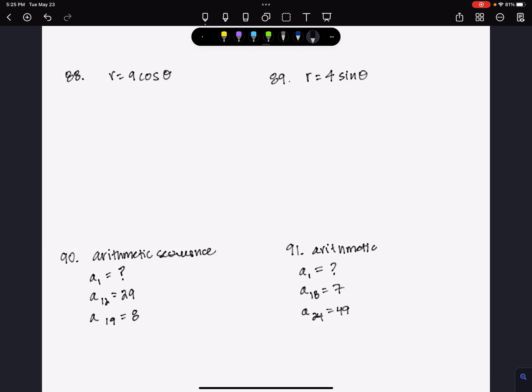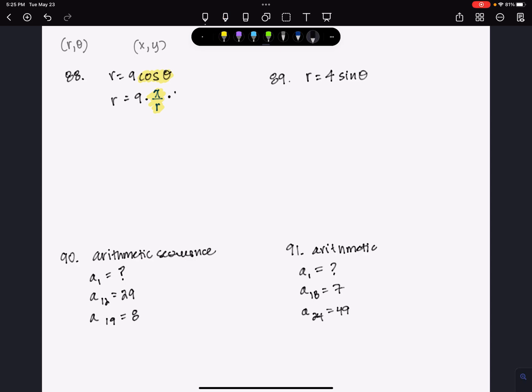Okay, here we have r equals 9 times the cosine of theta, and we want to put this into rectangular form. So remember that r comma theta is polar form, x comma y is rectangular form. So what I'm going to see is that the cosine of theta is the same thing as x over r. So in place of cosine of theta, I'm going to put x over r. And then r, obviously, is still r.